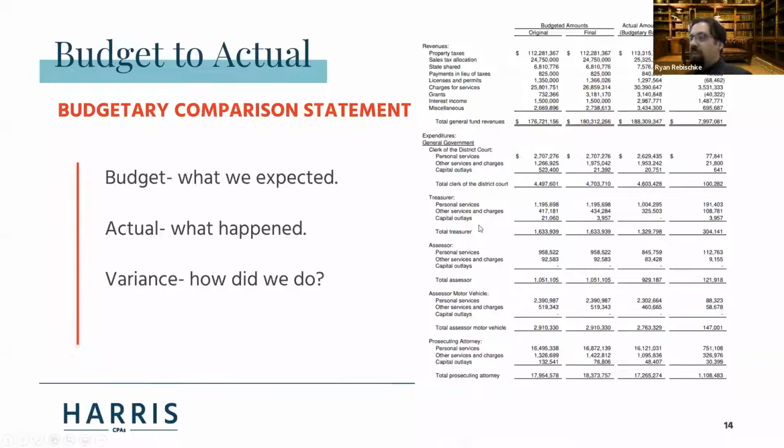The budget is what we expect. What do we think the year was going to look like? How much did we think we would receive for property taxes? How much did we think we would spend for treasurer services? Now you'll notice there's an original and a final column.